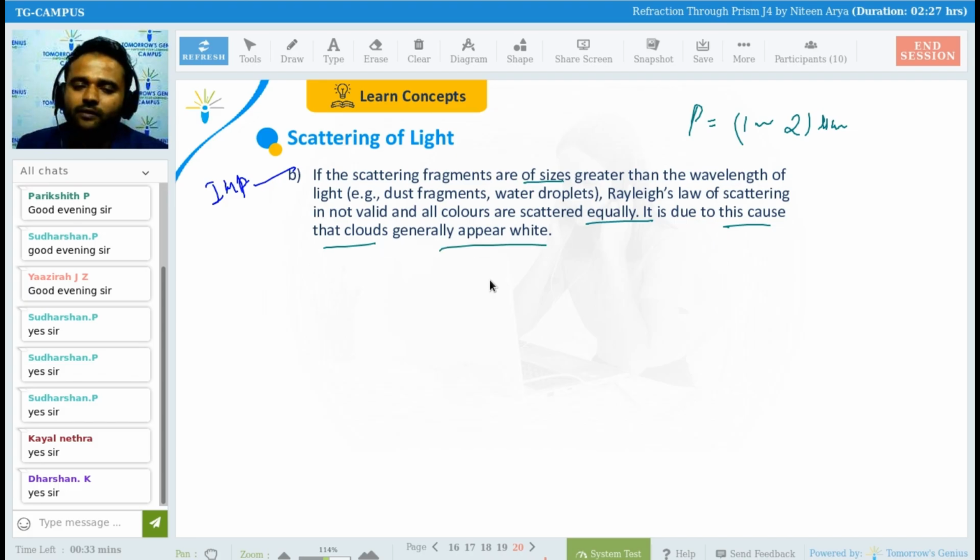Is this clear? In the air, the dust particles or air particles or water droplets are of the order of 1 to 2 micrometer. Because of this, the clouds appear white, because the Rayleigh scattering phenomenon is not going to be there and any particular specific color is not going to be visualized. Clear now?